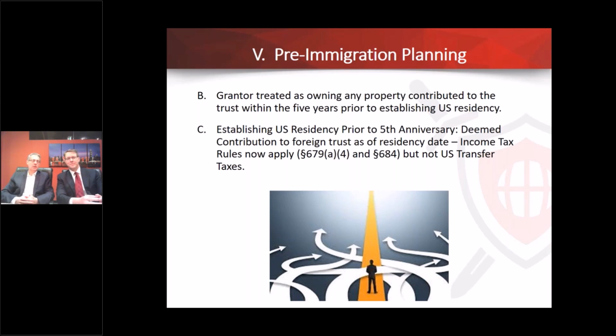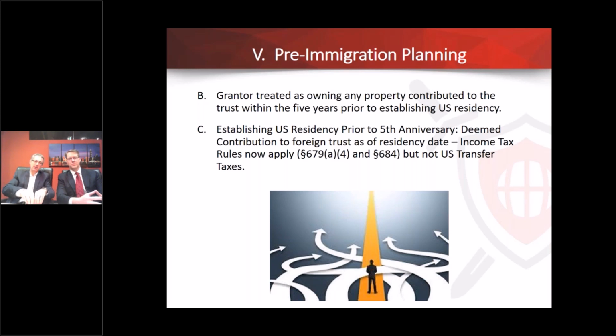Yeah, so they come in, and they had funded this trust 4 years ago. So they think all of these foreign assets are outside of the income tax net. We say income tax, but it's this 679, 684, which is really similar to the estate tax. It's part of the income tax net. And it's as if they are now funding the foreign trust on the day they enter.